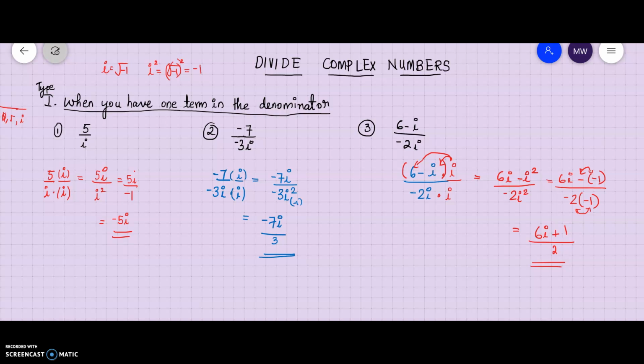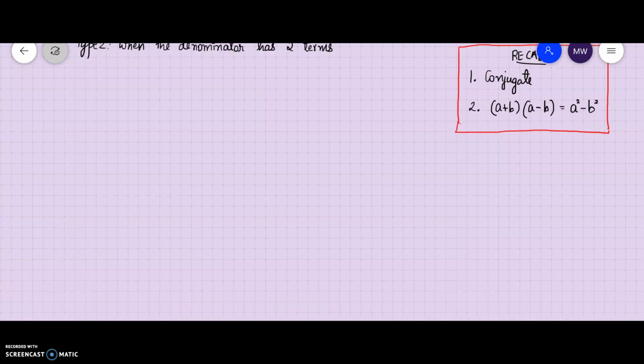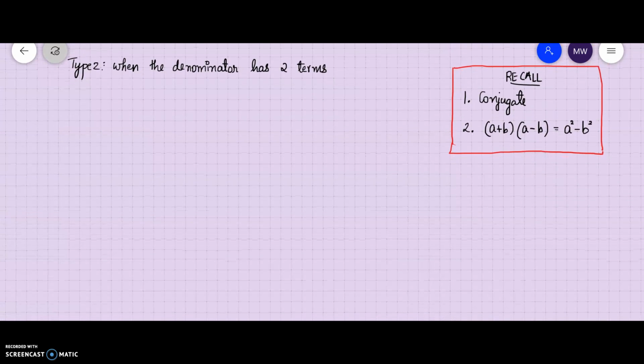Since we are done with type 1, we're going to discuss type 2, when the denominator has two terms. There are two things which will help us to do this. We have to recall what we mean by conjugate, and we have to recall the identity (a plus b)(a minus b) is equal to a squared minus b squared. So we need to know these two facts.